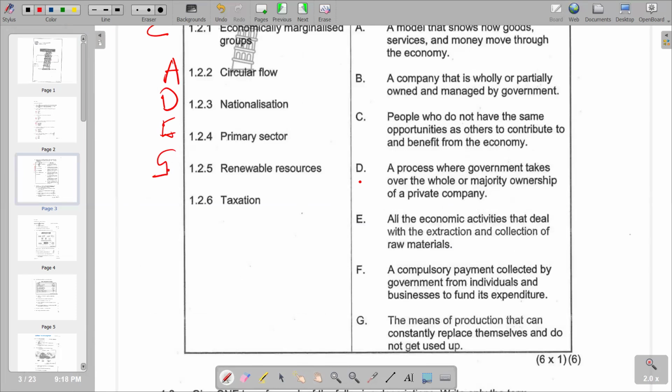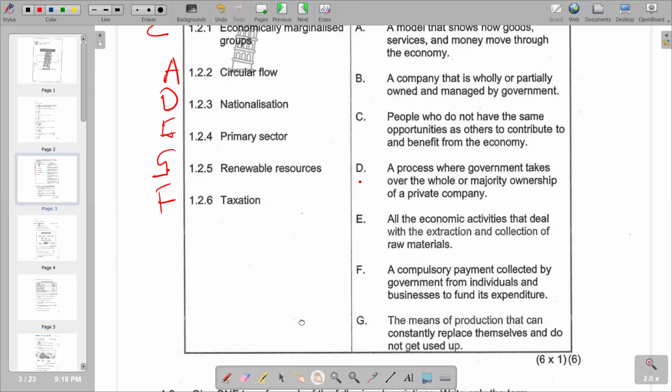Then we go to taxation. Taxation, we know that it's a revenue collection method that is used by the government. So we try to see again which explanation matches. We go to F, a compulsory payment collected by government from individuals and businesses to fund its expenditure. So we have got F as the correct response. So this is what we have for this section.